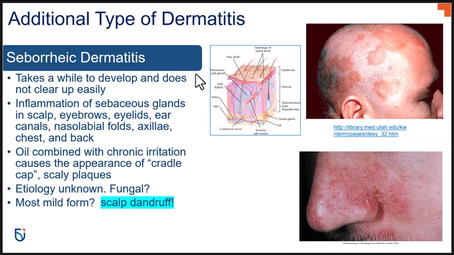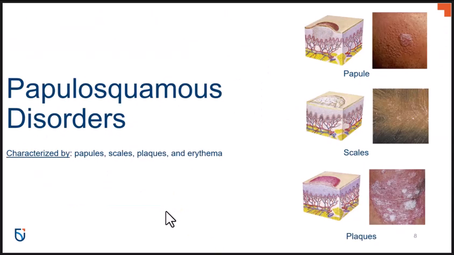The mildest form of seborrheic dermatitis is called scalp dandruff. So this is important for you to know. If you see somebody or know somebody that has scalp dandruff, it's super common, you would know that they more specifically have seborrheic dermatitis. And it's thought that this is related to a fungus as well, and so some of the shampoos that are created to help combat scalp dandruff would include an antifungal within it.